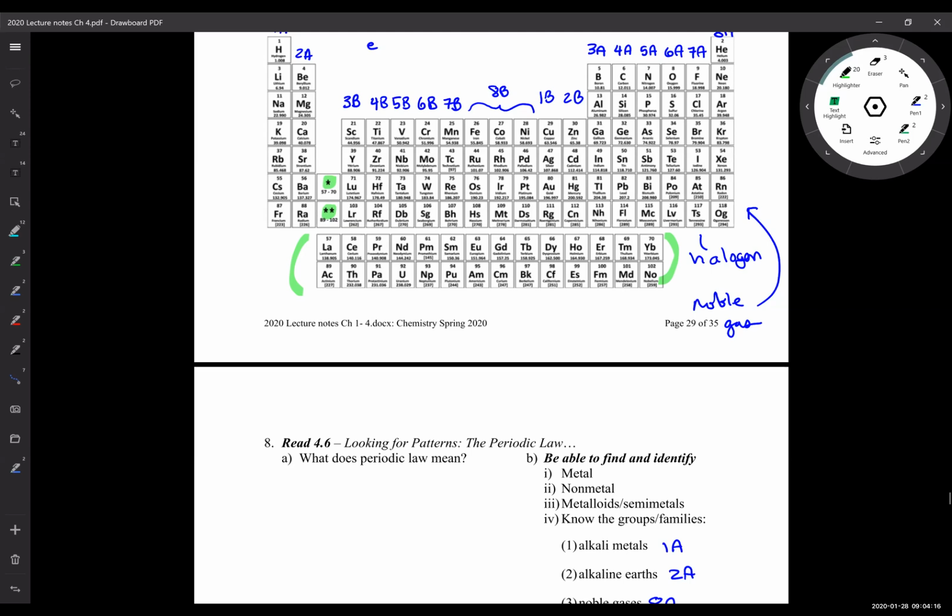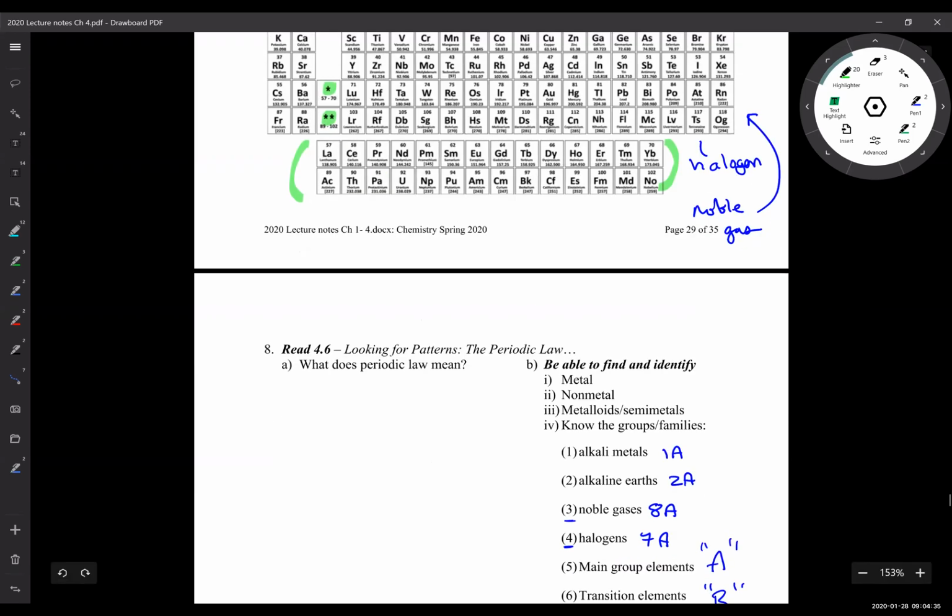Right? And why do you think these are called the transition elements? Because it's a transition from the left side to the right side of the table. It's just the stuff in between. Okay, there's not any mystery of why that is. It's just kind of what they call it.